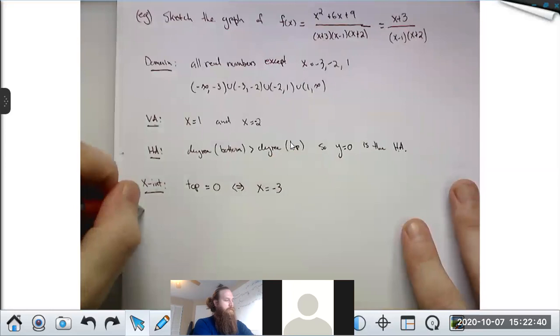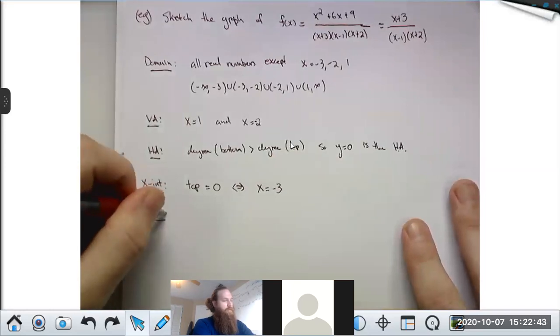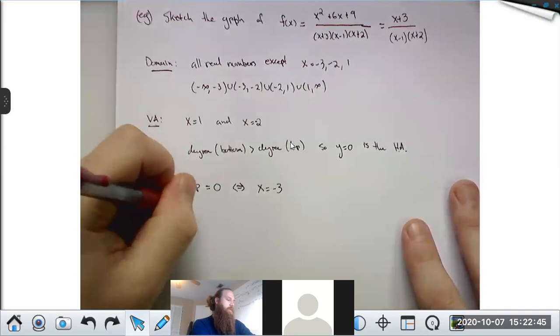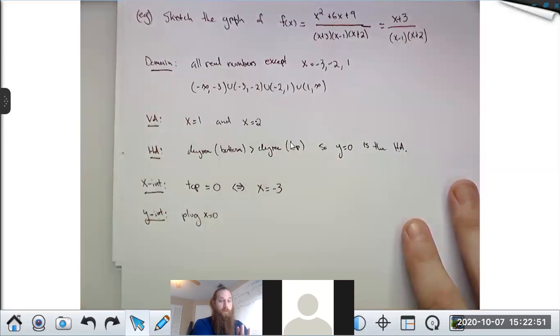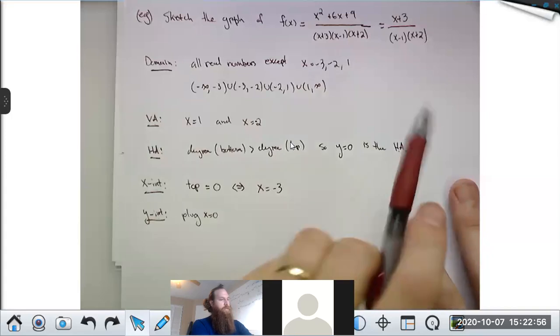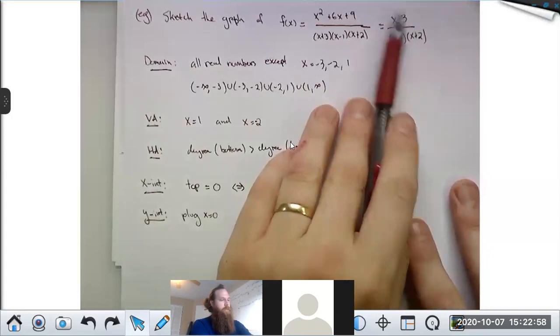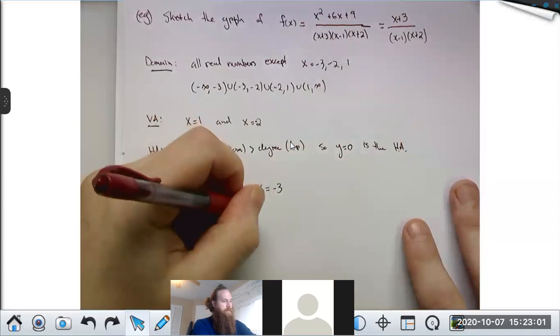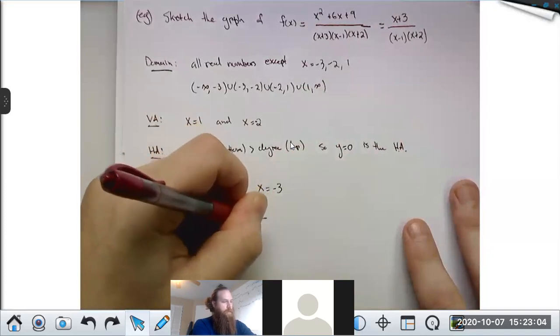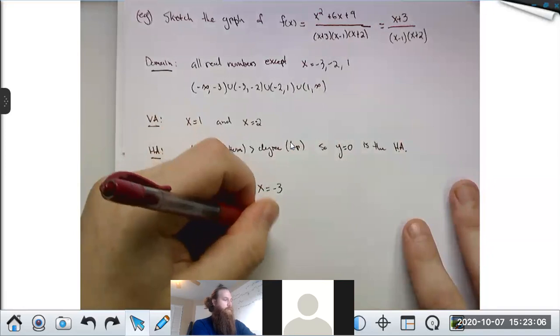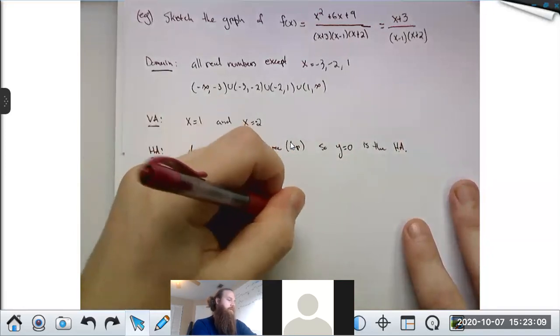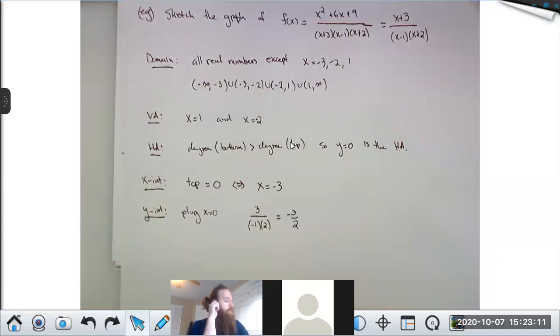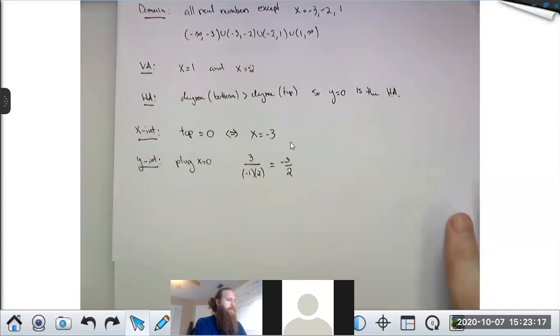My y-intercept, it's only ever one of them, and it always comes from plugging in x equals 0. That's true for every function, not just rational functions or polynomials. So if I plug in x equals 0 here, I get 0 plus 3 over 0 minus 1 times 0 plus 2. So that's 3 over negative 1 times positive 2. That's negative 3 halves, or negative 1.5. This is enough to get a pretty good graph.